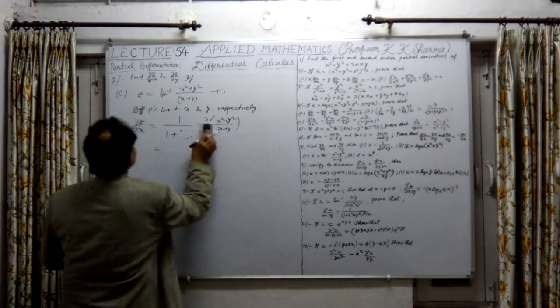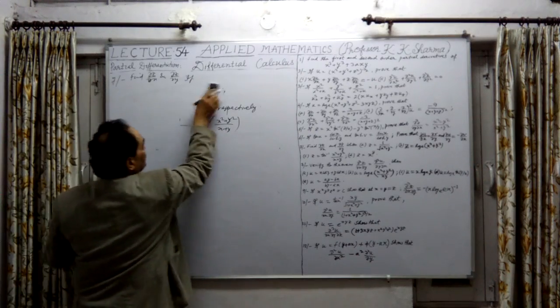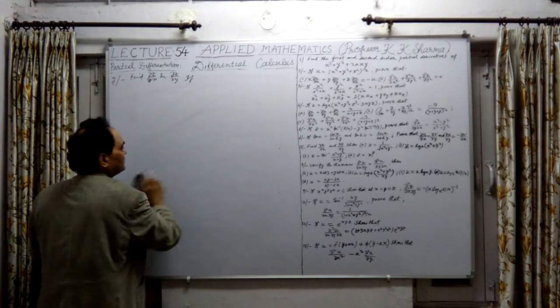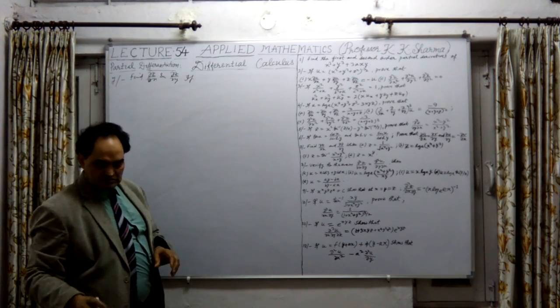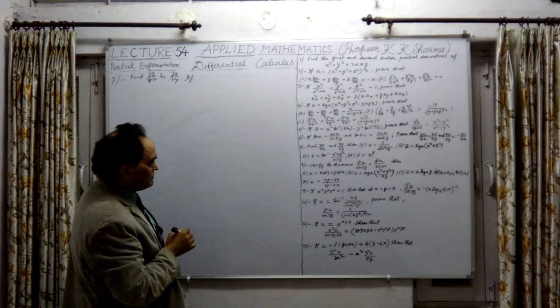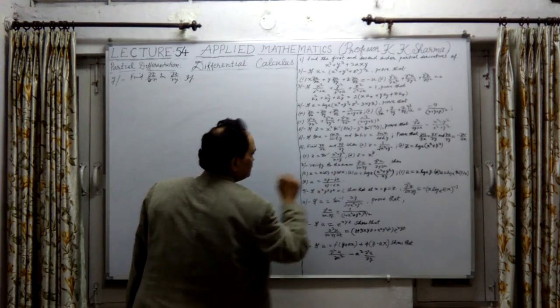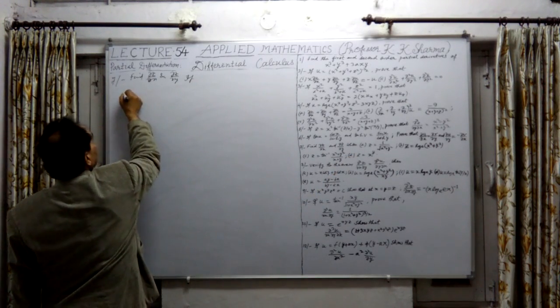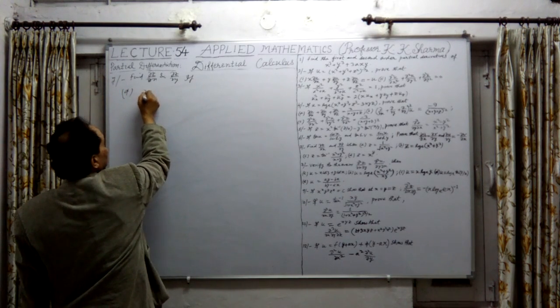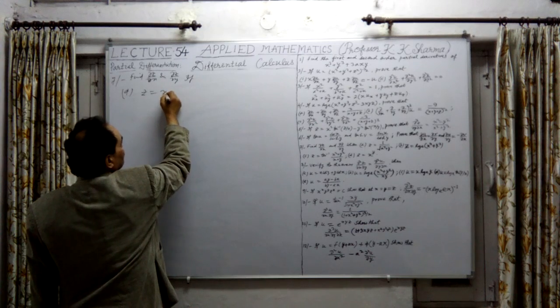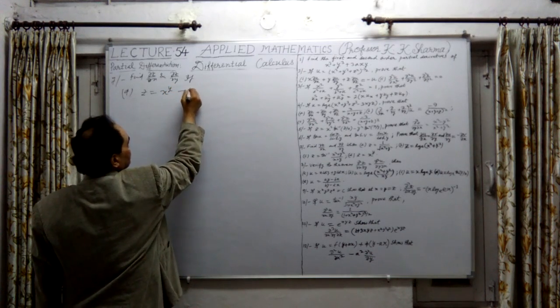Now part D is there. So now part D says, part D of the 7th question: z equal to x raised power y. This is the first equation.